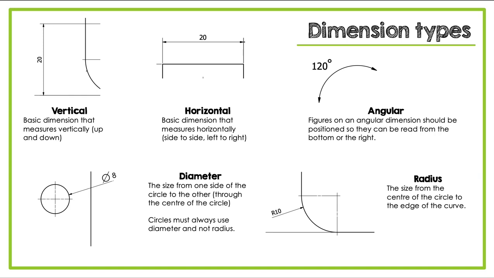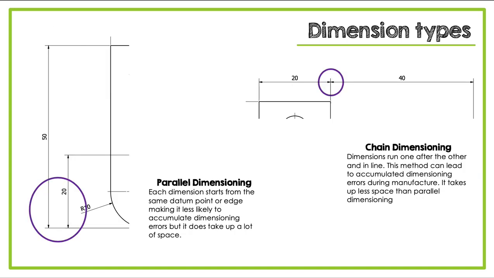Now, with your horizontal and vertical dimensions, there's two ways that they can be laid out. The first one is the parallel dimension, and that means that they have the same datum point or edge. So you can see here the line is the exact same and they're all running off of this one datum point. The other is chain, so they are going edge to edge to edge.